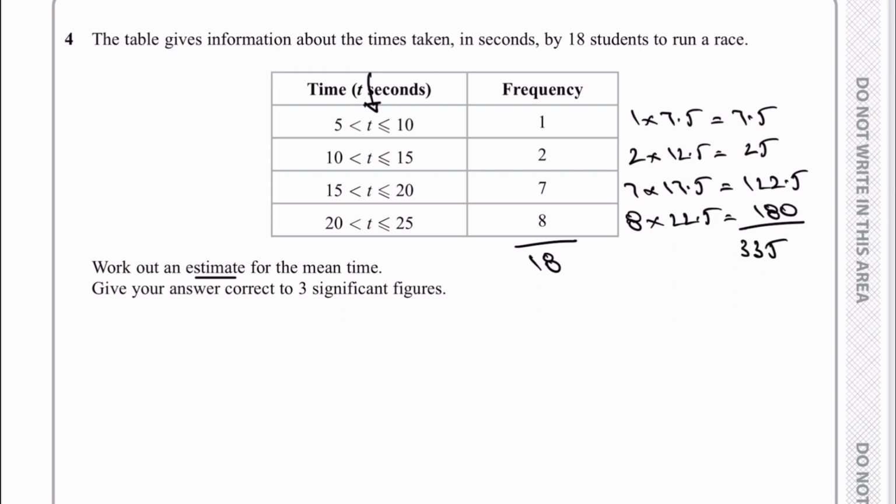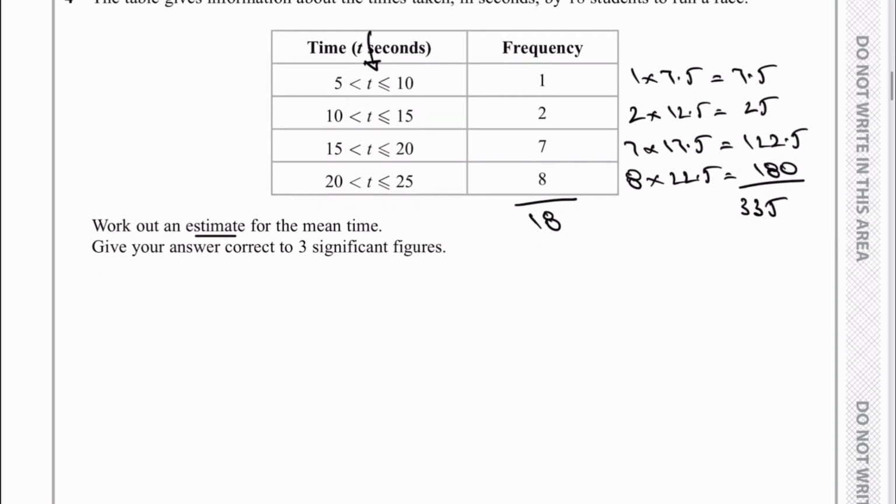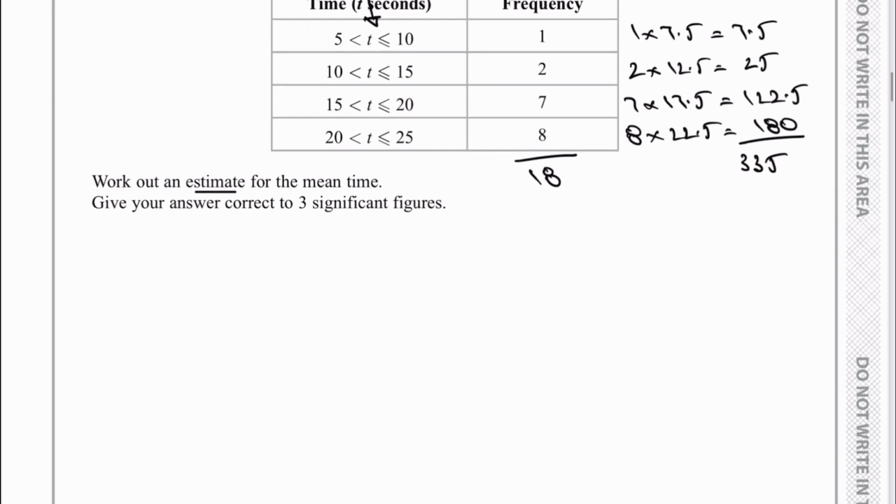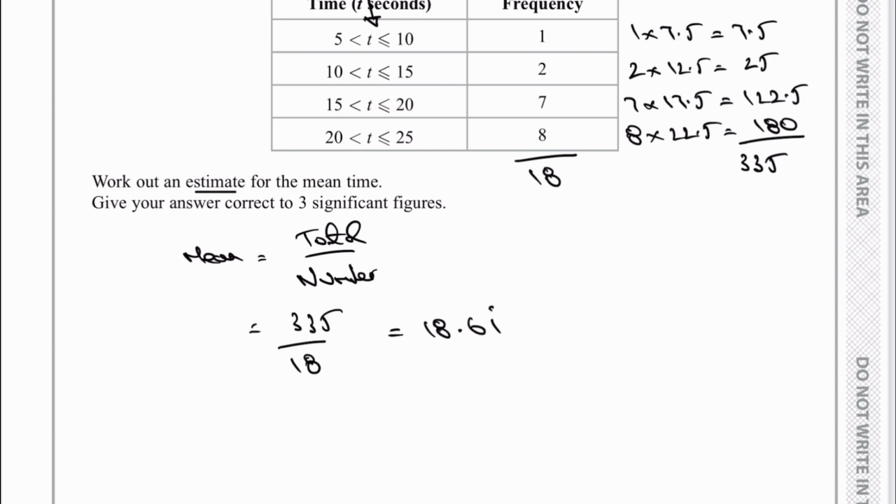And then really it's just a case of using this information in the formula, which is mean equals, now the way I remember it is total divided by number. It's all the numbers when you add them all up together are going to give us, in this particular case, 335, and then there are 18 students, and therefore when I divide one by the other I actually get 18.6, and then it's 1 recurring.